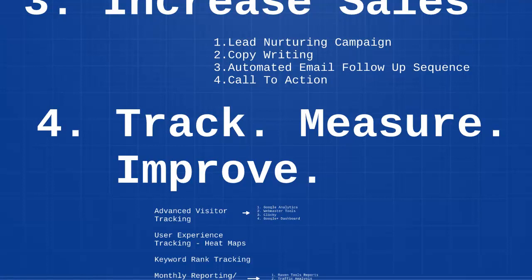And in this video, the question that we get a lot is, Daryl, how do we know it's working? How do we know that this is actually getting the job done? So in this video, we want to talk about an extremely important topic, which is how we track, measure, and improve your online marketing campaigns and efforts over a period of time.